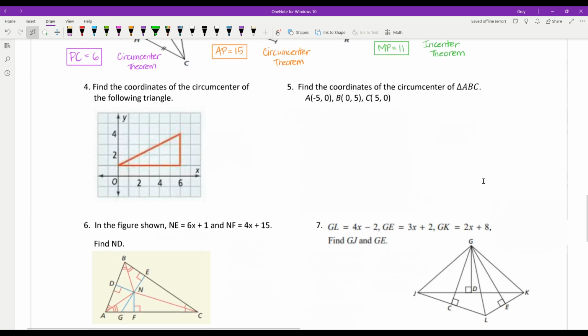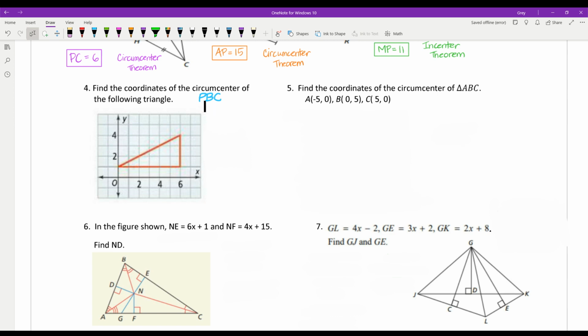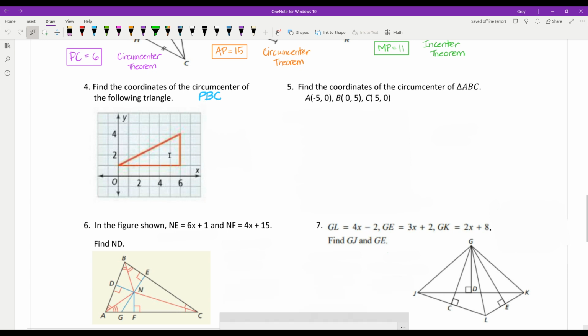All right, look at this number 4. Find the coordinates of the circumcenter of the following triangle. Circumcenter, okay? Again, what do I want to remember? I want to remember that circumcenter is peanut butter crackers. So it's where the perpendicular bisectors intersect. So I'm going to draw a perpendicular bisector of each side. I love this computer.